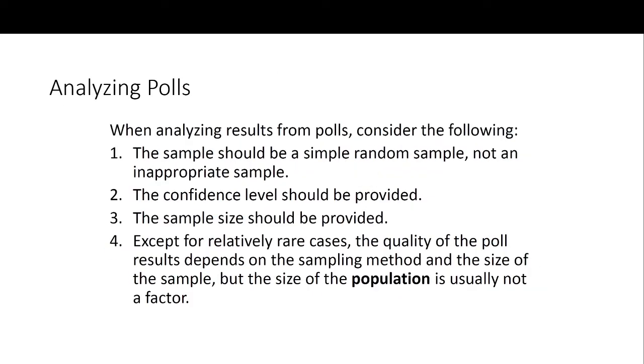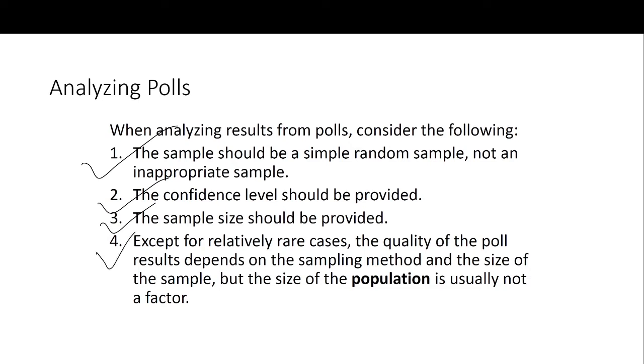That's what we're going to use for rounding. And when we analyze polls, there are certain things we have to consider. The first one is the sample should be a simple random sample. The confidence level should be provided. The sample size should be provided. These are the things that should be provided when we analyze polls.